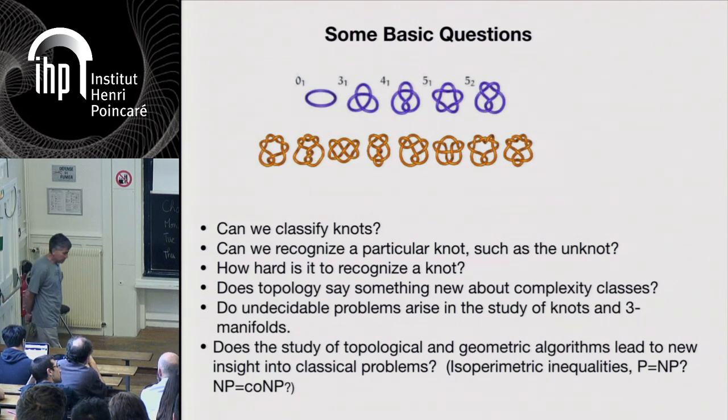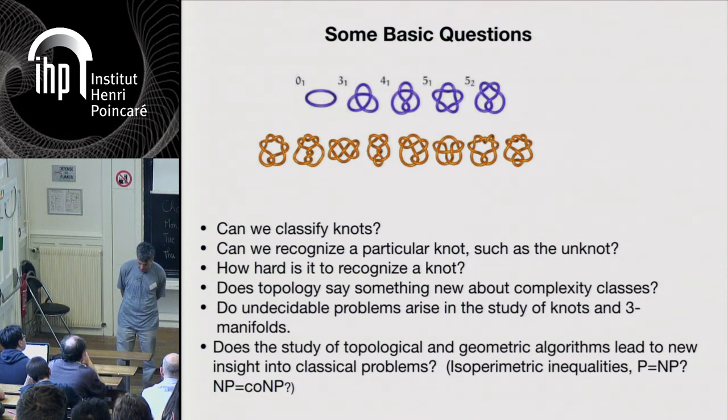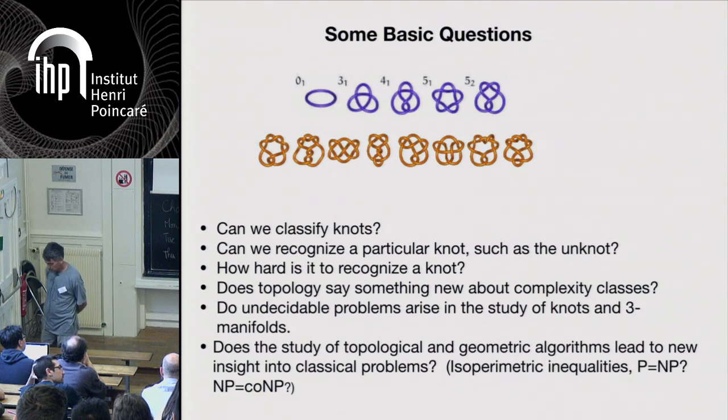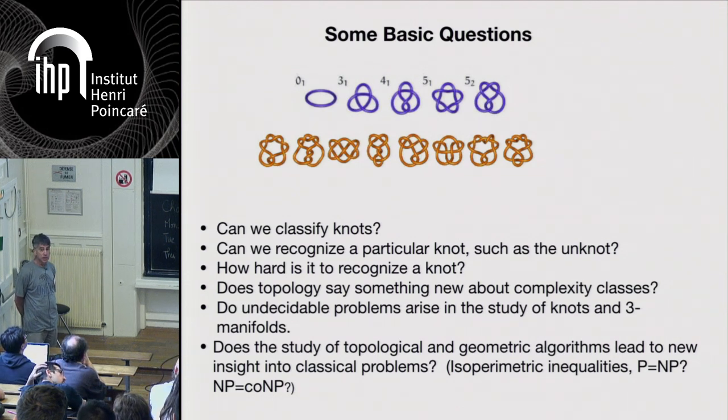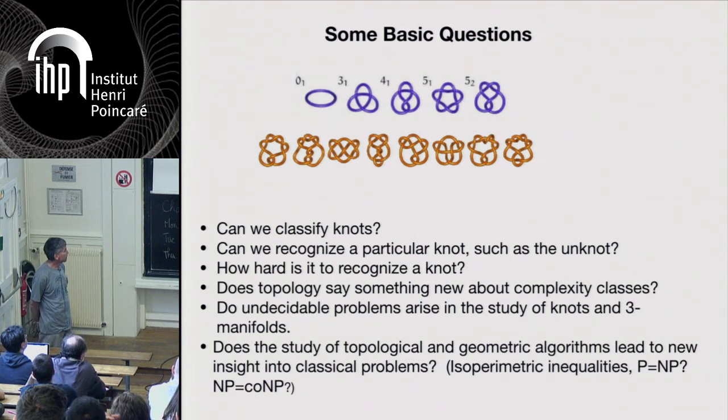There's an interesting question about what type of undecidable problems arise in the study of knots and three manifolds. And one of the things I want to do today, the main theoretical thing I want to do today, is show you a little bit about why recognition problems in higher dimensions are undecidable. So I want to talk a little bit about the undecidability of higher dimensional manifold recognition.